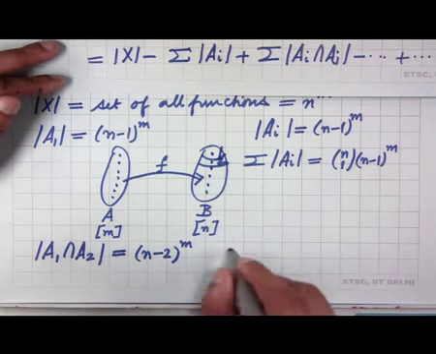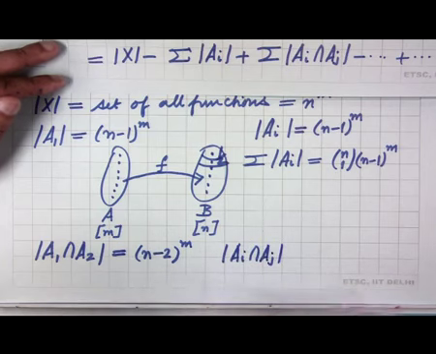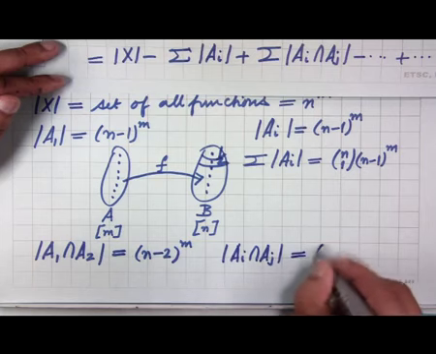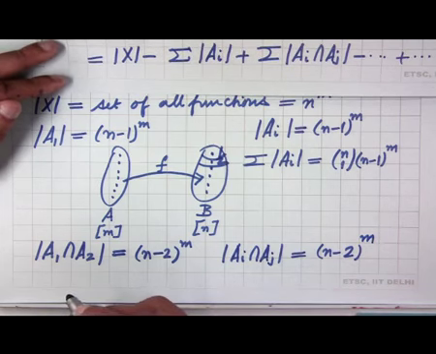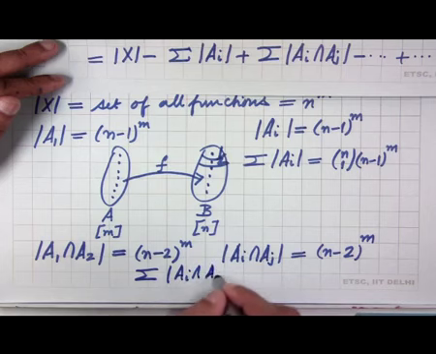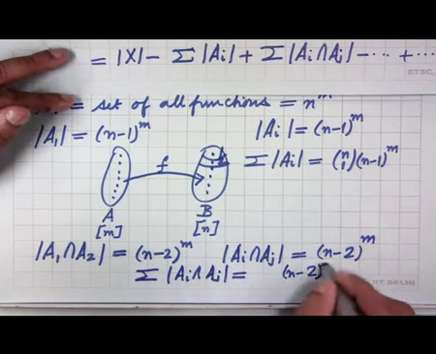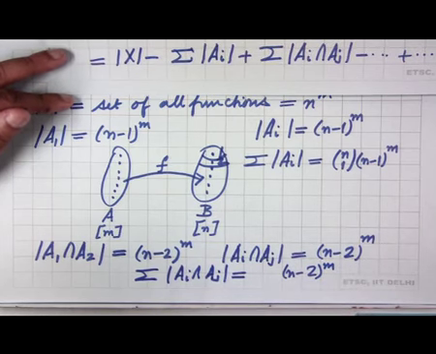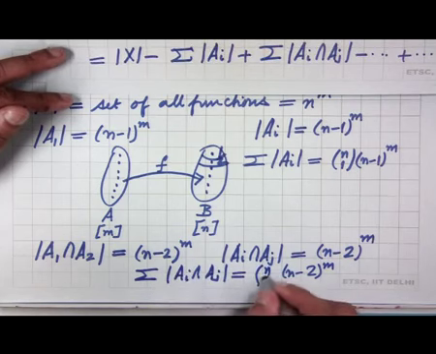Again, as before, if I were to look at AI intersection AJ, regardless of whether it's 1 and 2 or any I and J, the answer is the same. It is irrespective of which two elements I've removed. And therefore, the cardinality of AI intersection AJ is n minus 2 to the power of m. What is therefore the contribution to the sum of AI intersection AJ? Make sure this comes under this thing here. This is n minus 2 to the power of m multiplied by the number of ways in which I can choose these two sets AI and AJ distinct from the n sets, and that is simply n choose 2.